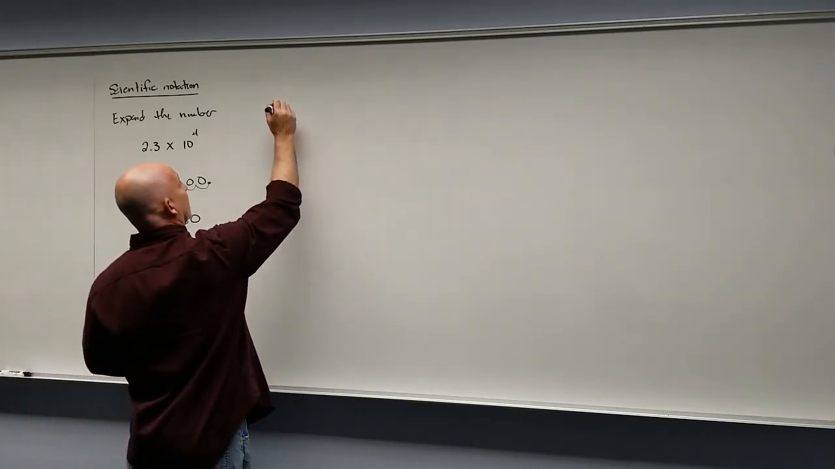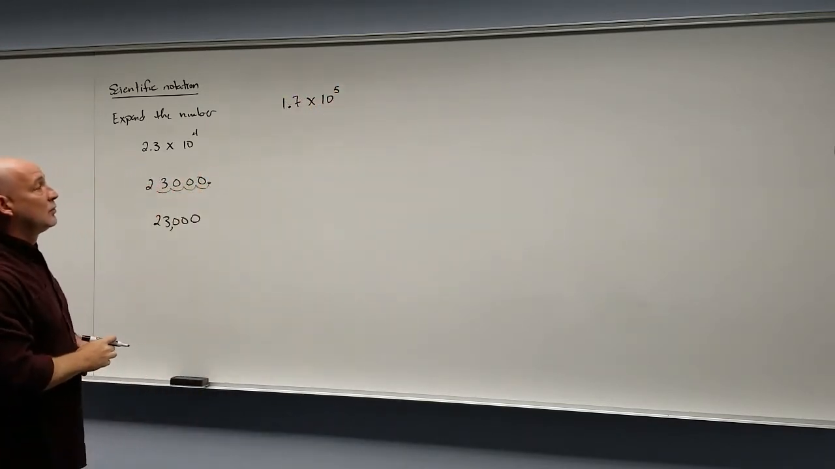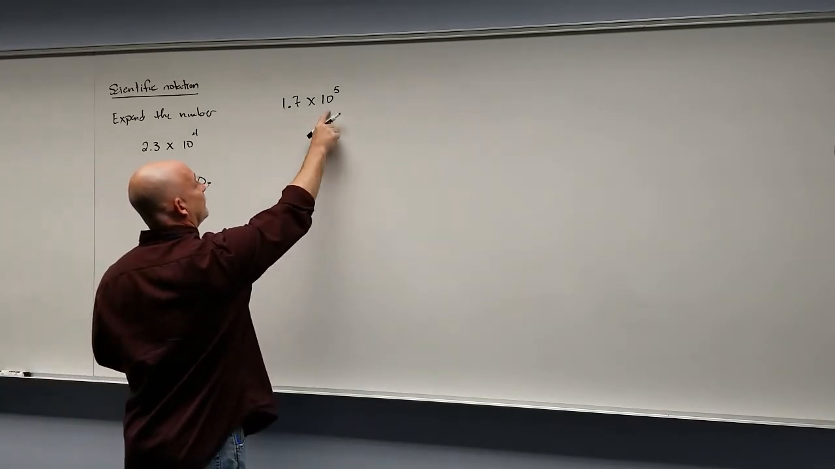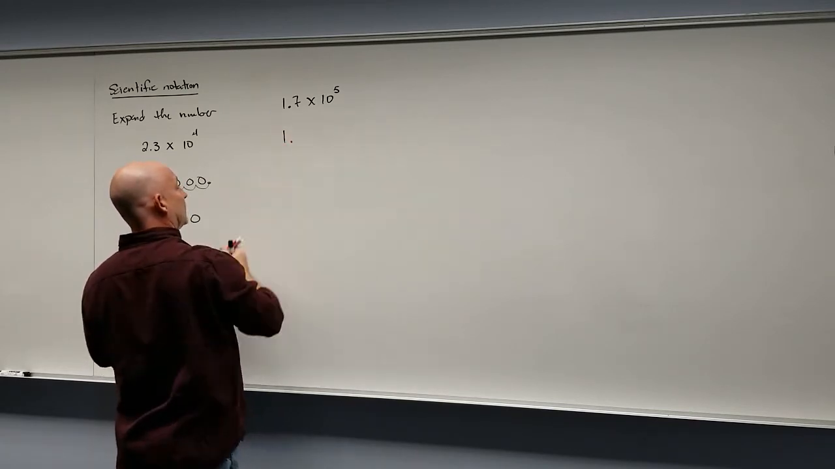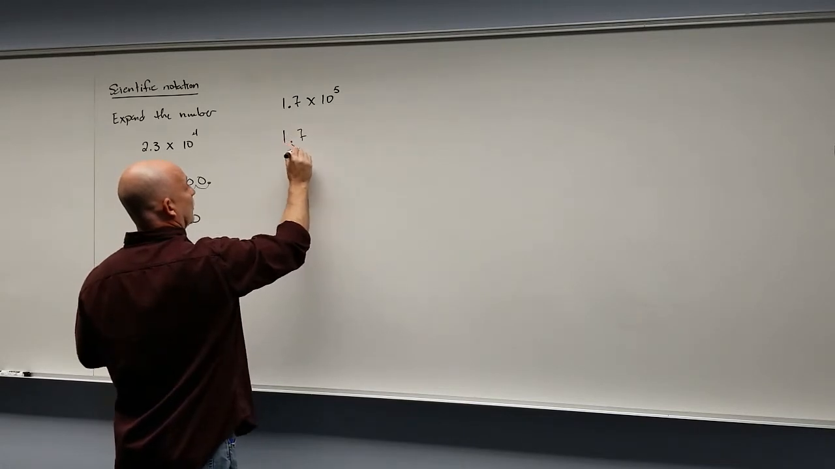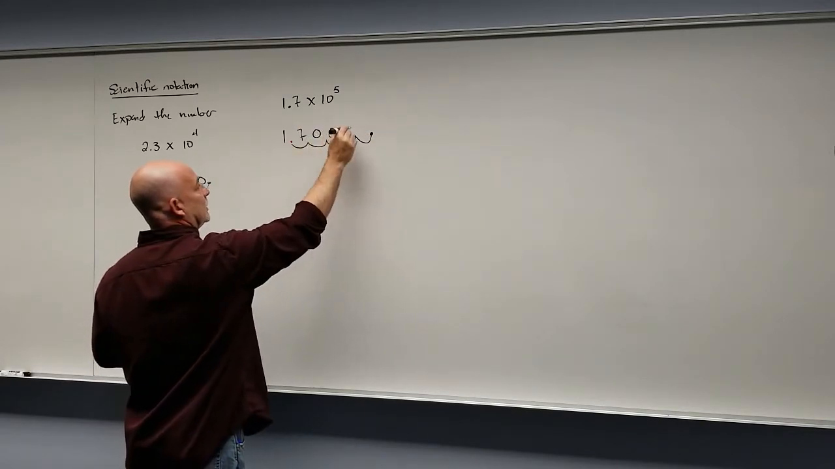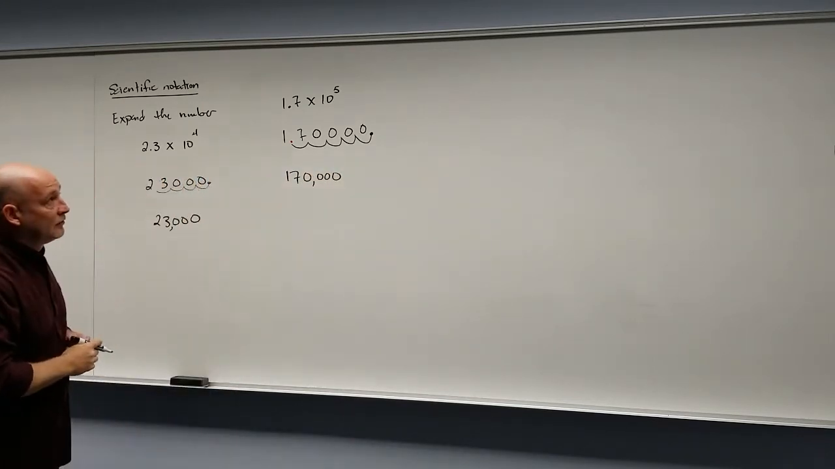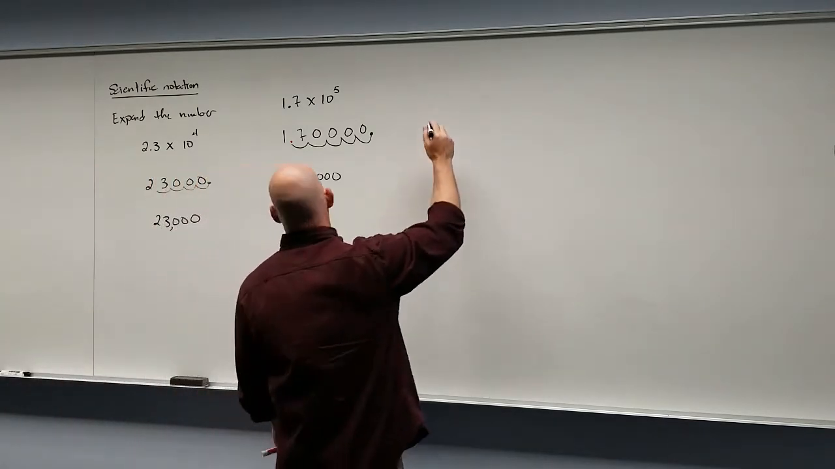If I said it's 1.7 times 10 to the 5th, see if you can write that out in expanded form. All right, so what do we need to do? We need to move this decimal 5 places to the right. Again, I'm going to put this here just for a second, and I'm going to erase it. That's where the decimal was. I need to go over 1, 2, 3, 4, 5, and that's where it's going to be, which means I need to put in 4 zeros. So that gives me 170,000.